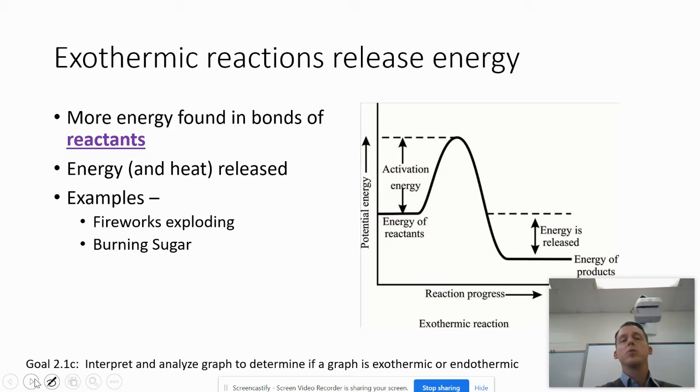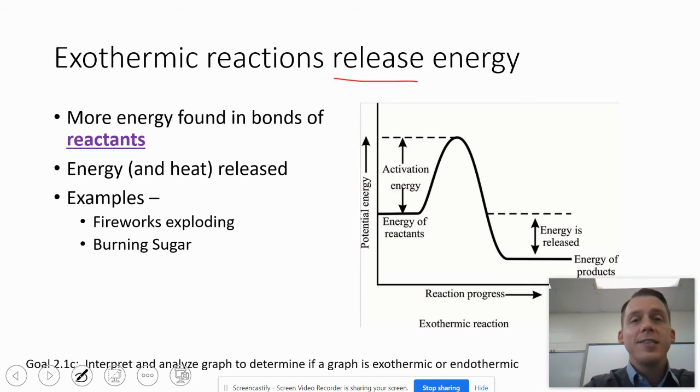So let's take a closer look at each of these types of reactions. Exothermic reactions release energy, exo, exit, and that means that more energy is found in the bonds of the reactants. So notice where they are on the graph. The reactants that I'm highlighting in red, they're about halfway through. When the reaction is over, the products have a lot less energy.